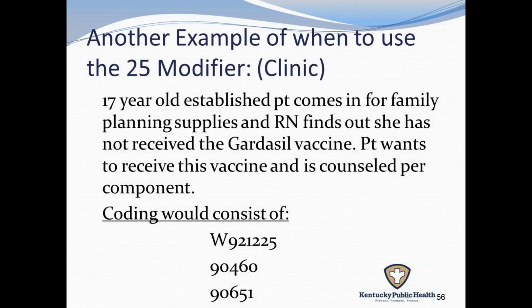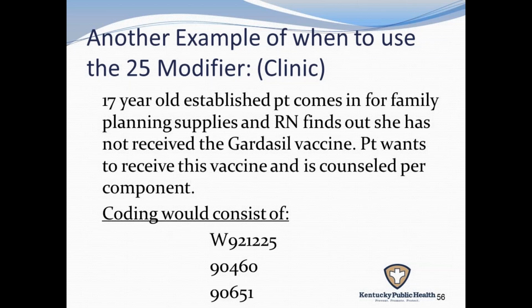Another example of when to use the 25 modifier in the clinic is this. A 17-year-old established patient comes in for family planning supplies, and the RN finds out she has not received the Gardasil vaccine, or whatever it is called now. I think it's the HPV-9 maybe. Patient wants to receive this vaccine and is counseled per component. The coding on this would consist of, because she's coming in for her family planning supplies, right? She is coming in for that, so she's actually going to have her W9212 for the family planning supplies.